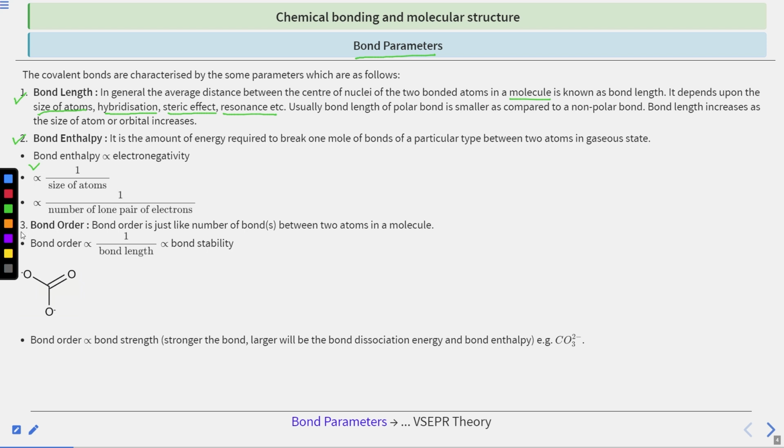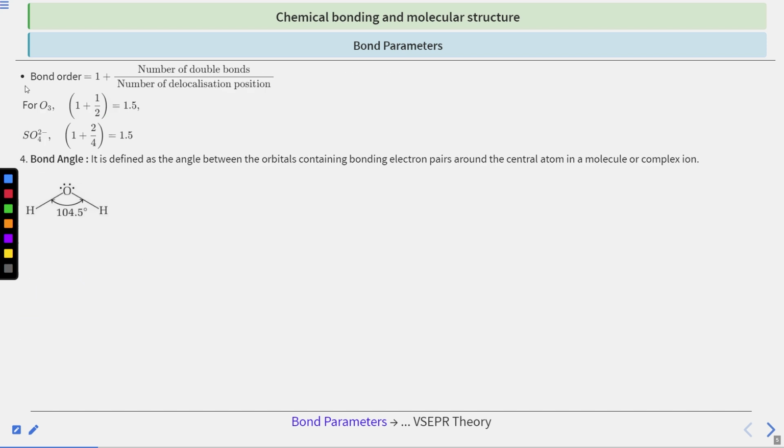Okay. The third bond parameter is bond order. Bond order is the number of bonds between two atoms in a molecule. Bond order is inversely related to the bond length and directly related to the bond stability. So bond order is directly related to bond strength. The stronger the bond, the larger the bond dissociation energy and bond enthalpy. In the example of CO3 2-, you can see in this diagram that the bond order is directly proportional to the bond strength, right?